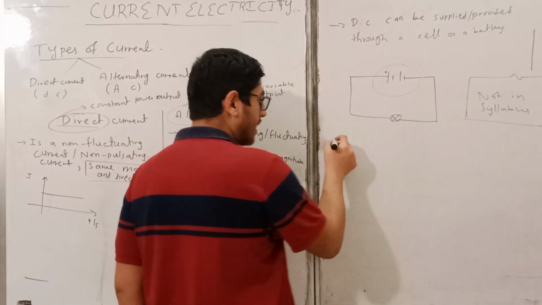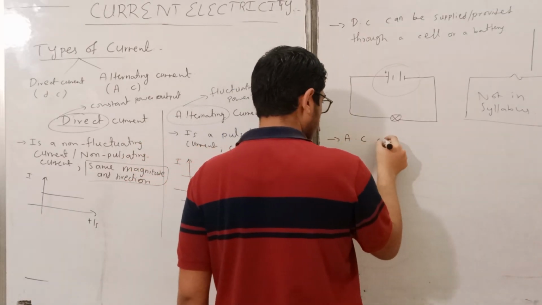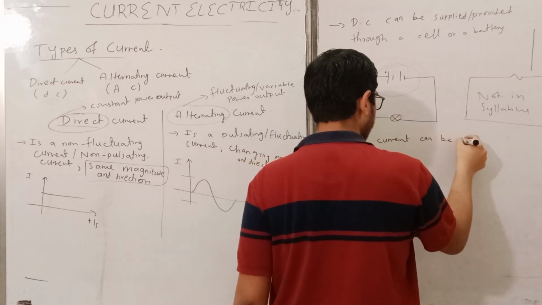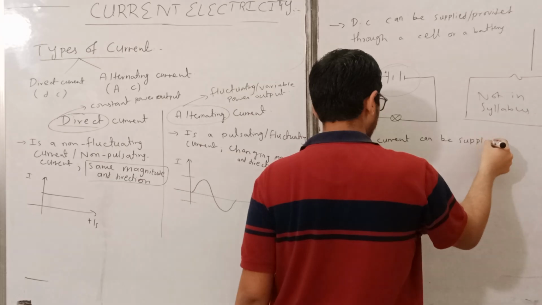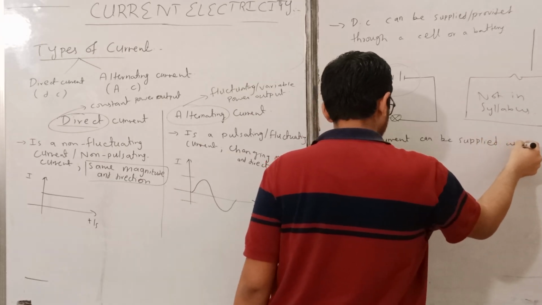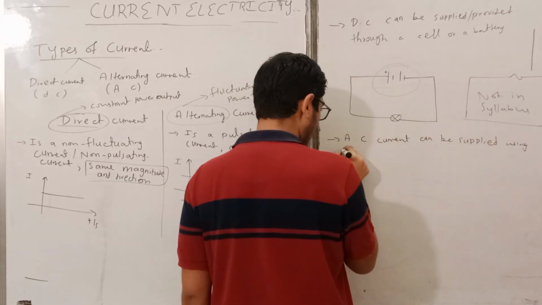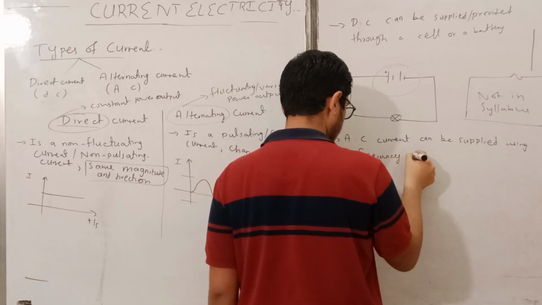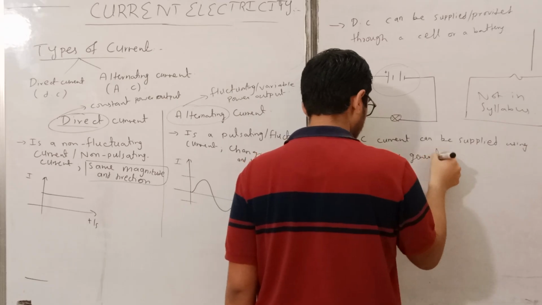Okay, alternating current can be supplied using a frequency generator.